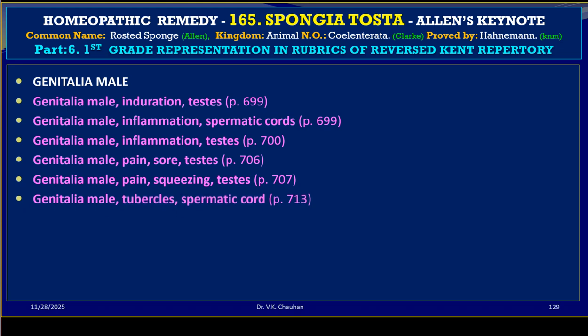Genitalia, male: tubercles, spinal, spermatic cord. I am not very sure this tubercle can be interpreted in terms of tubercular infiltration or infection. Genitalia, male: tubercles, testis.